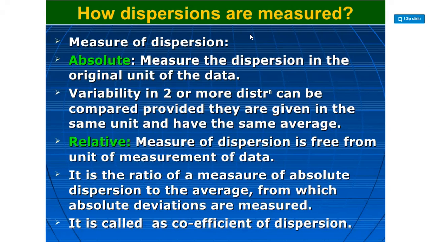Relative measures are needed when the two sets of data are expressed in different units, like quintals of sugar and tons of sugar cane. Or if the average sizes are very different, like a manager's salary and workers' wages, then the absolute measures of dispersion are not comparable. In such cases, a measure of relative dispersion should be used.